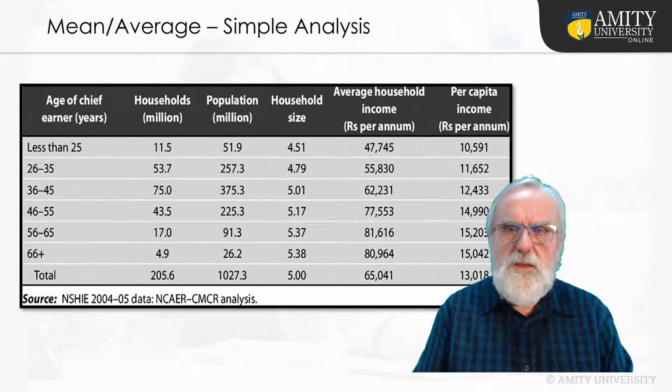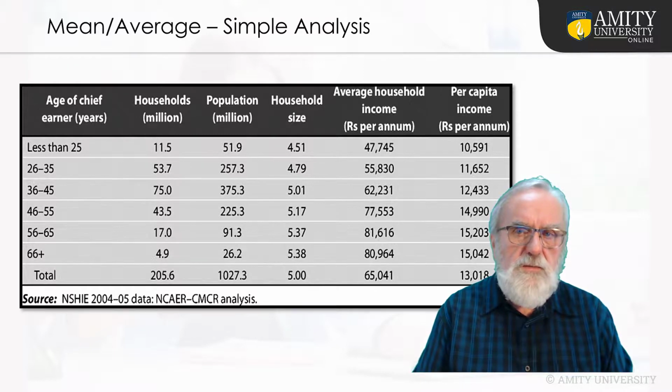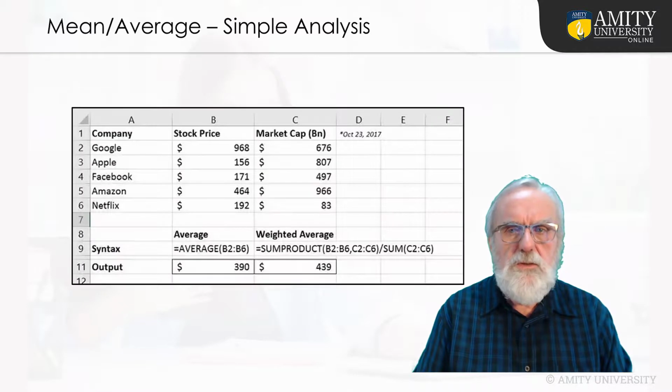We can see that the average income per household and both per capita incomes increase as the age of the chief income earner increases until somewhere in the 56 to 65 age group. From the totals, you can see that the average household size for a population is 5, and the average household income for a population is 65,041 rupees. And their per capita income, in other words, average per person income for each year for the 2 years, is 13,018 rupees. So this is a simple analysis that you can do when you're looking at these group tables, just understanding the concept of average or mean.